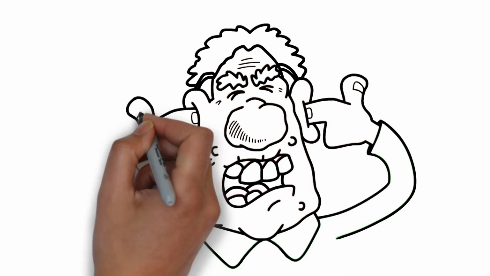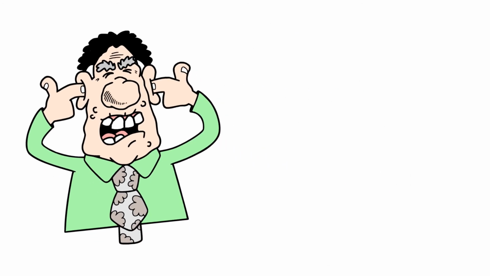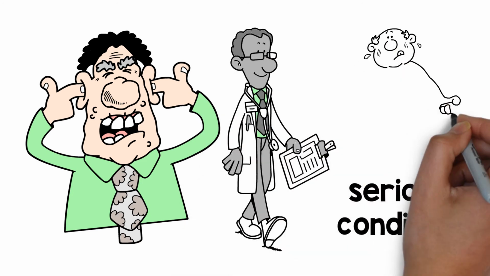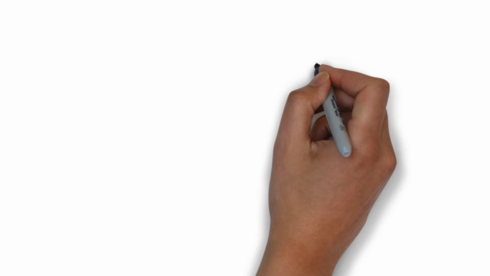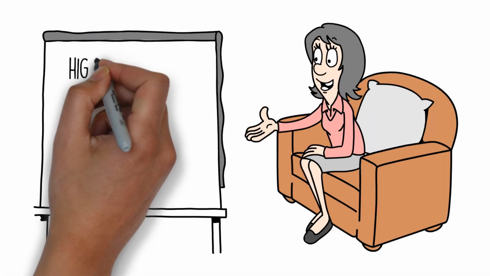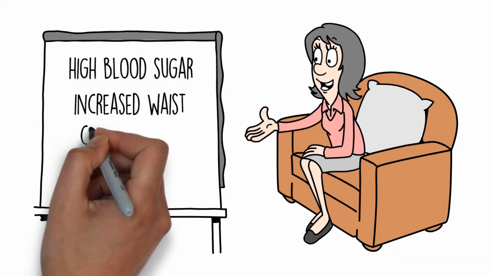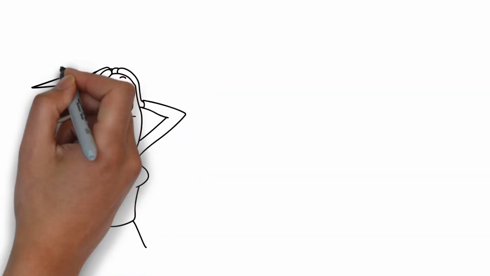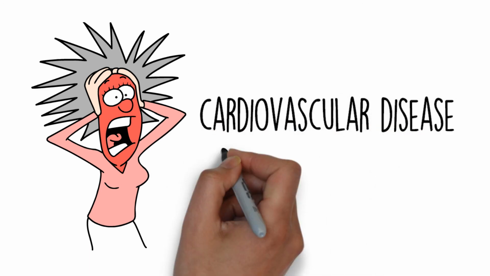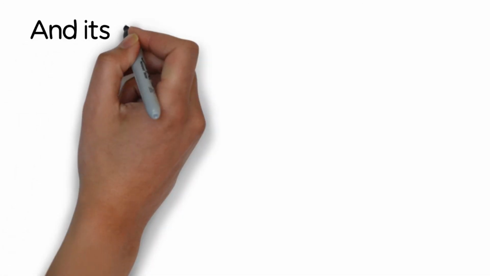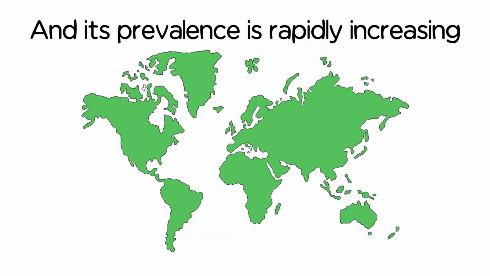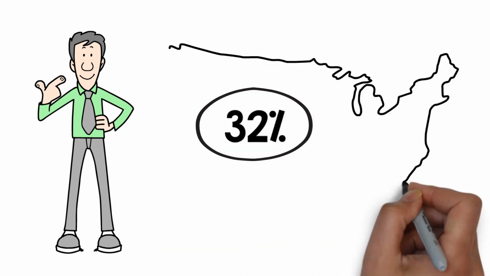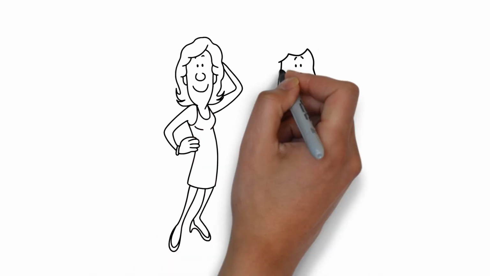Chronically consuming a lot of carbohydrates may lead to insulin resistance, and many scientists believe that insulin resistance leads to a serious condition called metabolic syndrome. This involves a constellation of symptoms, including high blood sugar, increased waist circumference, and high blood pressure. It increases the risk of developing conditions like cardiovascular disease and type 2 diabetes, and its prevalence is rapidly increasing all over the world. As much as 32% of the population in the U.S. has metabolic syndrome. So let's get back to your diet.